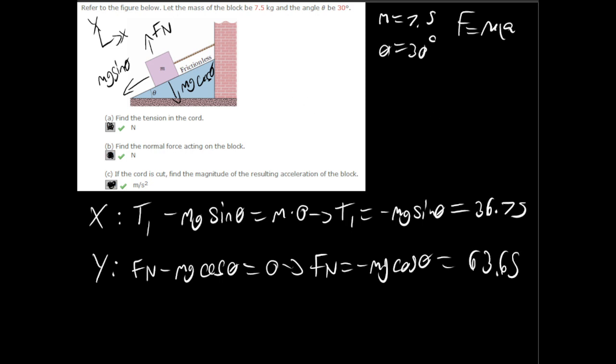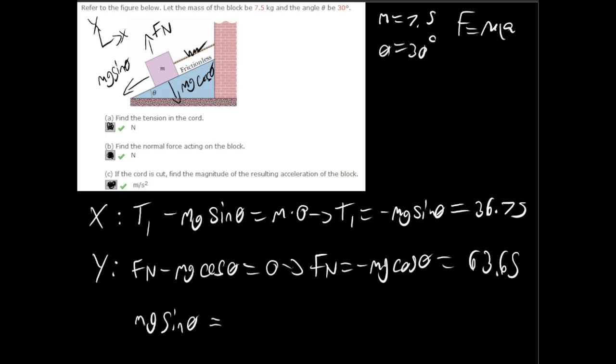So if all of a sudden this is cut and the block goes into a free fall, well, it wouldn't matter then, because there's no friction. It would not matter the weight of the block. It would just be gravity. And we're looking at the x direction here, so what it would be here is no longer the mass and no longer the tension. It would just be g sine theta. It would be equal to ma.